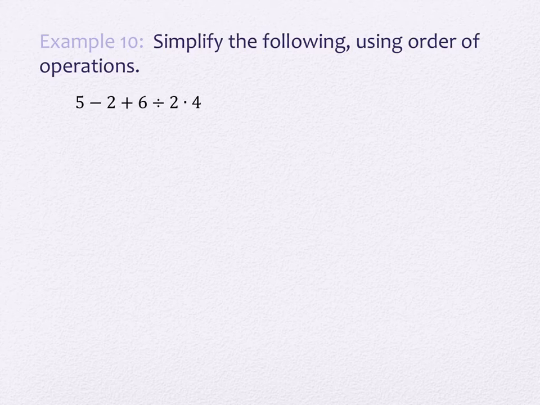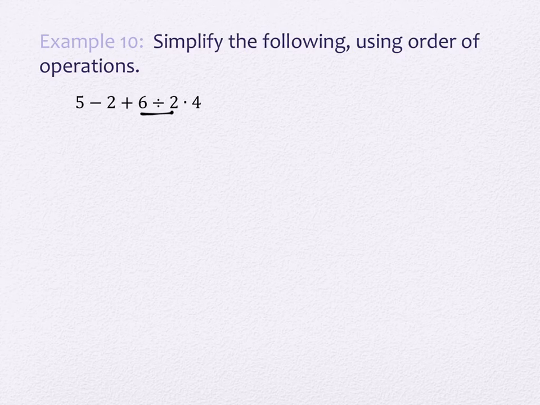All right, simplify the following using order of operations. So the first thing we look for are parentheses and we say, there aren't any. Then we look for exponents and we say, there aren't any. And really, most of the problems you deal with aren't going to have a lot of that at this age level, right? But as you're taking a look, then we look at multiplication and division next, and we move from left to right. And what's the first multiplication or division you see? 6 divided by 2.